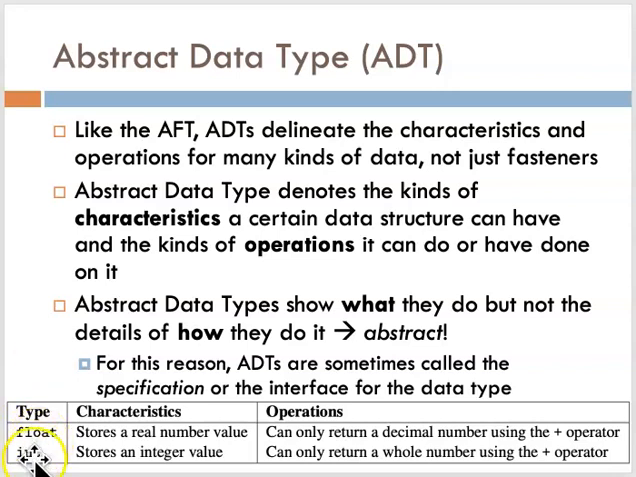And so you can see that if we were to look at certain data types that we have, like float and int, they have certain characteristics and operations in common, and that they do certain things and that they store certain things as well. A float, for example, stores a real number. It can only return a decimal number using the plus operator. An integer stores an integer value, and it can only return a whole number. And it also uses the plus operator to do addition as well.